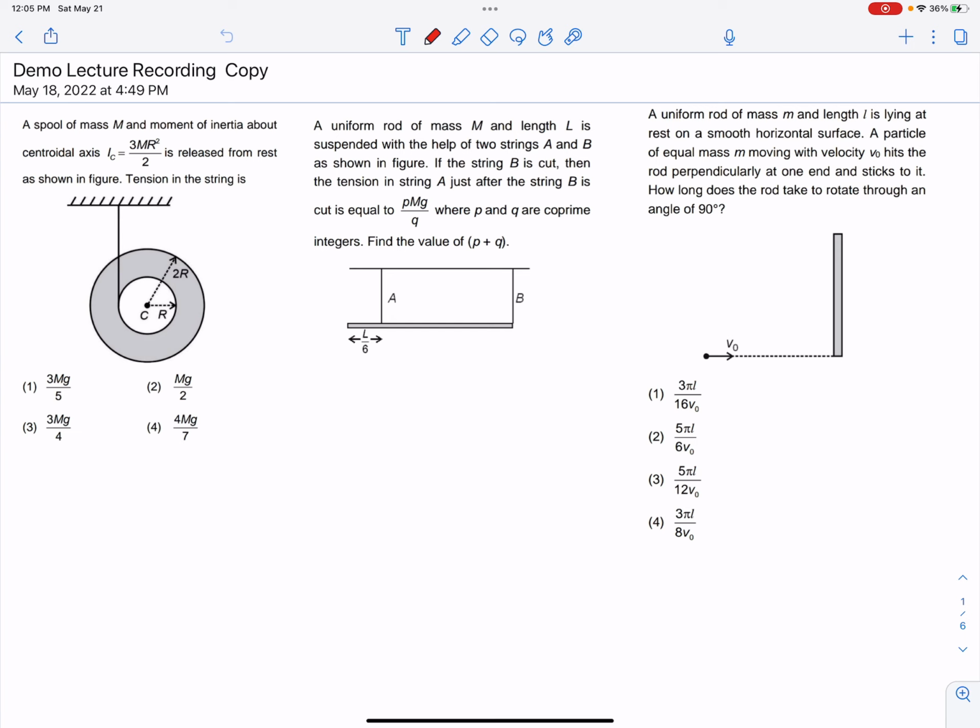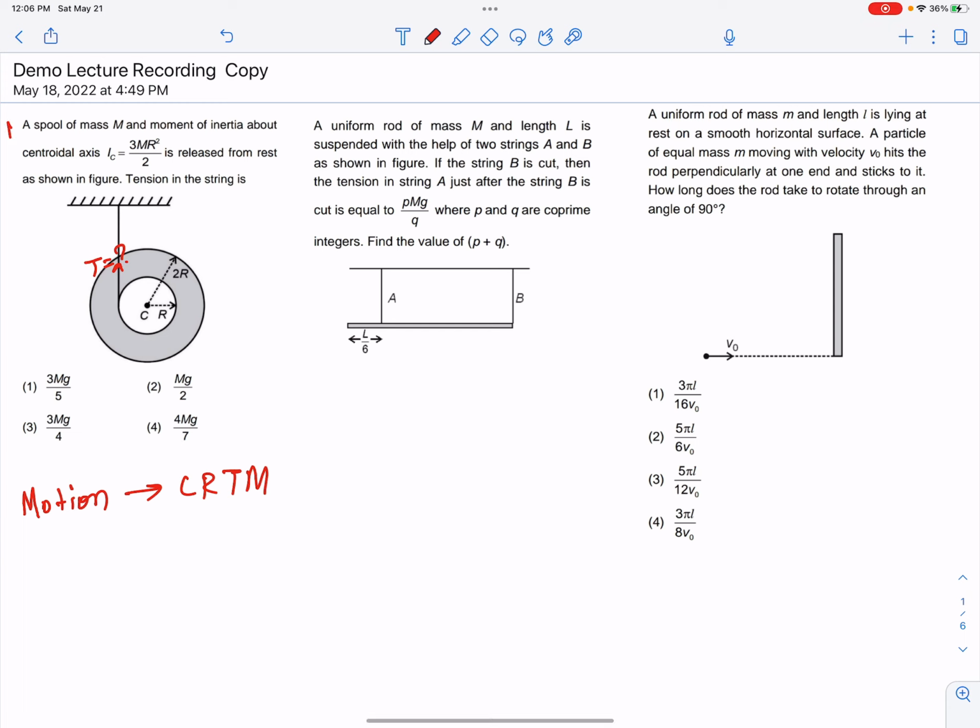The first question: a spool of mass m and moment of inertia about centroidal axis IC = 3mr²/2 is released from rest as shown in the figure. The tension in this string is. In this question you have to find out the tension in this string. So if you see, the motion here is CRTM, right?